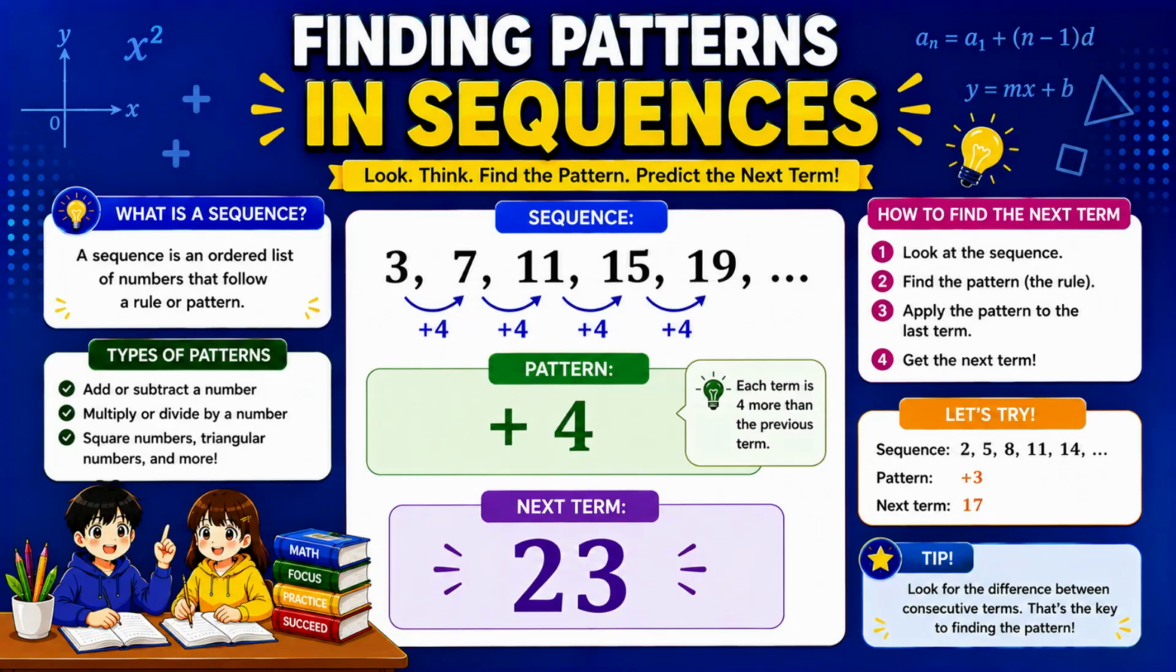To find the next term, examine the relationship between consecutive terms. Here, each term increases by 4. Therefore, we add 4 to 19 and get 23.